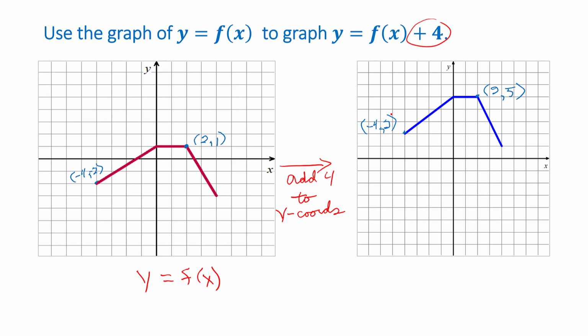Notice that vertical shifts such as this affect the output values of f of x. So here we take f of x and we add 4 to that output value. If instead of f of x plus 4, say we were graphing y equals f of x minus 3, we would simply move the graph down by 3 units. Move each point on the graph down by 3 units, like so. And that would give us the graph of y equals f of x minus 3.